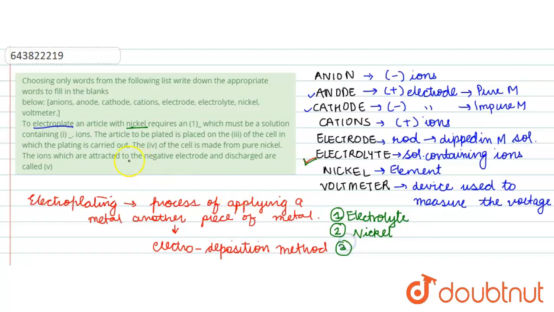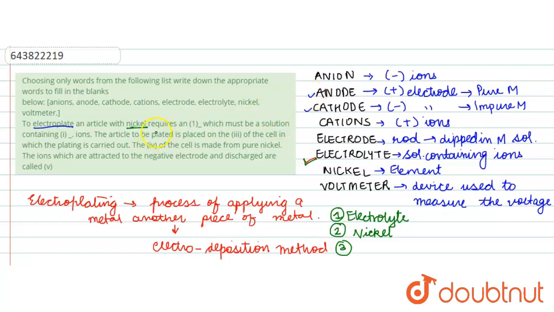Now if we move on to the third, which says the article to be plated is placed on the dash of the cell in which the plating is carried out. That is, on which kind of electrode is the article to be plated placed, either cathode or anode?